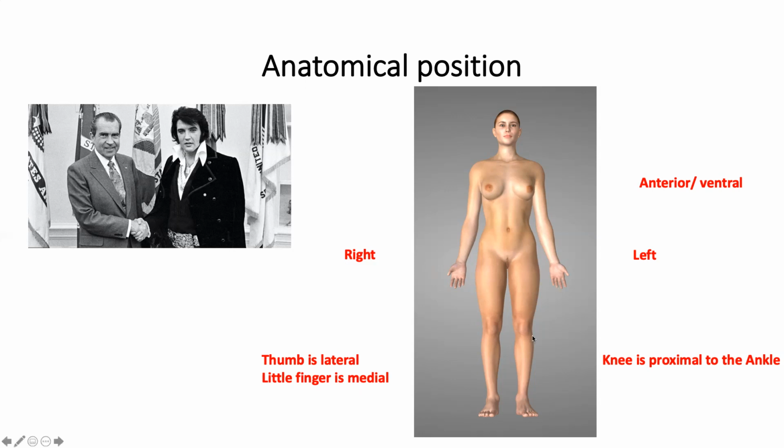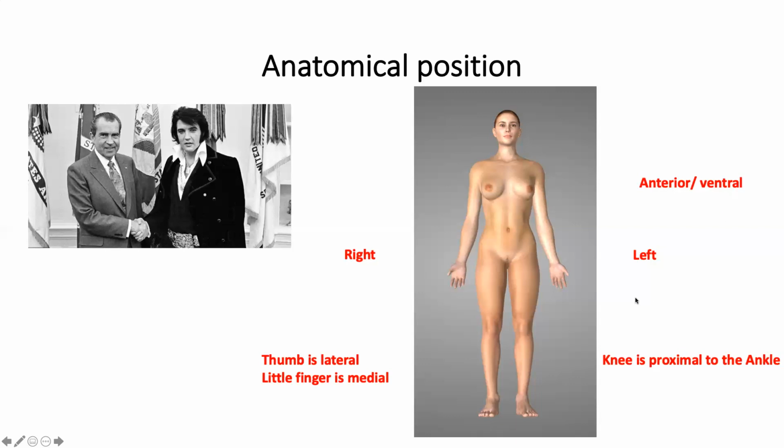In anatomical position, the person is standing straight with the palms facing forward, and the thumbs are farther away from the center of the body when you compare to the little fingers. So which means the thumb is lateral and the little finger is medial, because medial means closer to the center of the body, lateral means farther away from the body. The anterior front surface is called anterior or ventral.